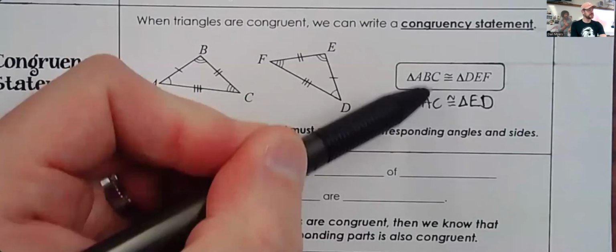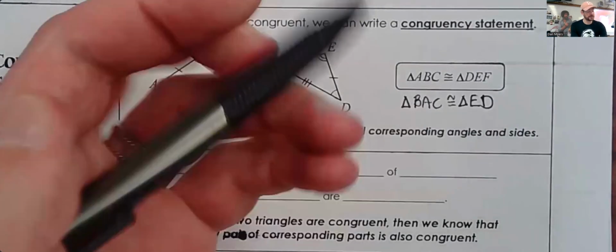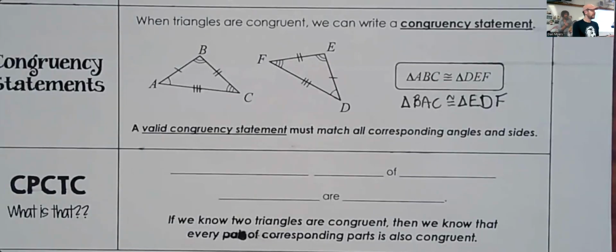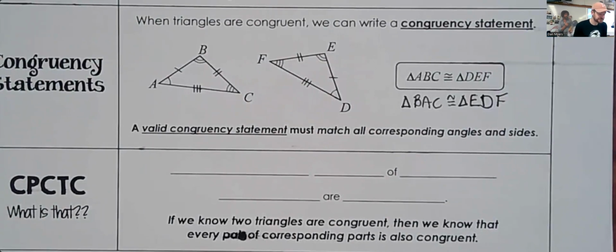C was the third letter. F will stay the third letter over here. So you have to match up the parts that are the same between the two when you write your congruent statement. Otherwise, you're not talking about the parts that are the same between the two triangles. So you got to be really careful about that.